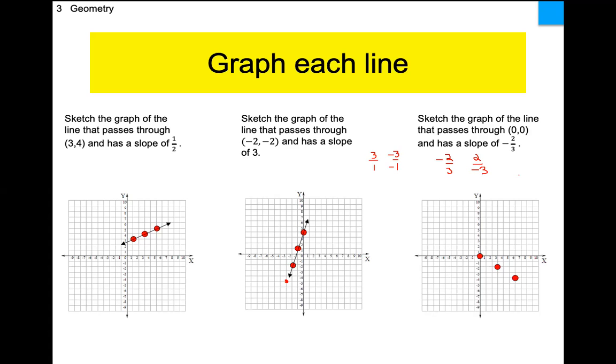So it goes through 0, 0, and then I'm going to choose the first slope there, down 2, right 3, and I did it twice. If I want to go in the other direction, that would be the second slope here. So from the origin, that would be go up 2, 1, 2, 3, left 3. Okay. Any of those work.